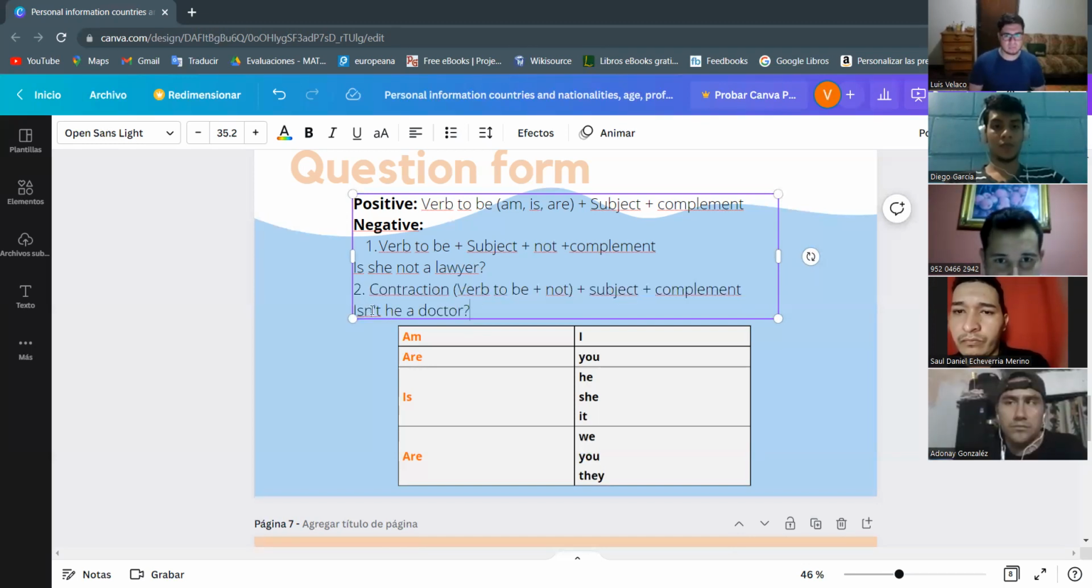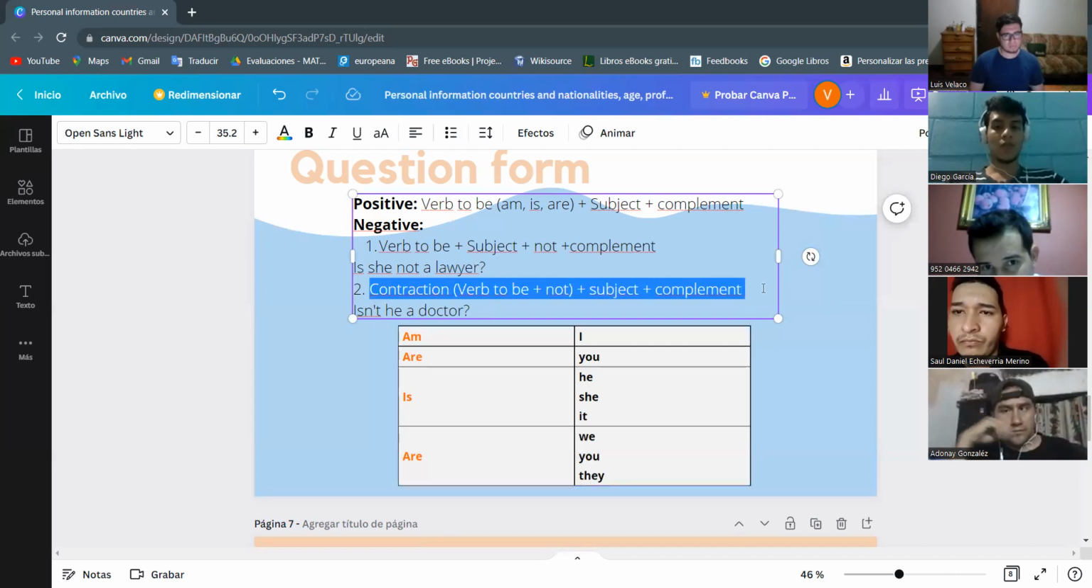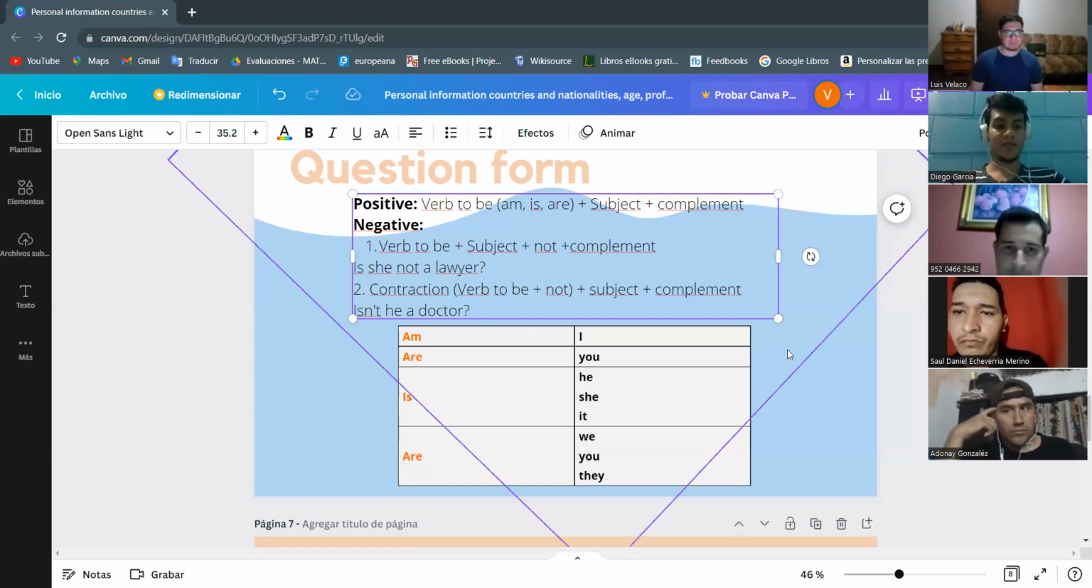Okay, Diego, if you were using the second way, you are contracting the verb to be and the not, and you want to know if a person is a student. How would you ask the question? Just follow the structure. In this case, isn't he a student? That's right. Yes, good job.